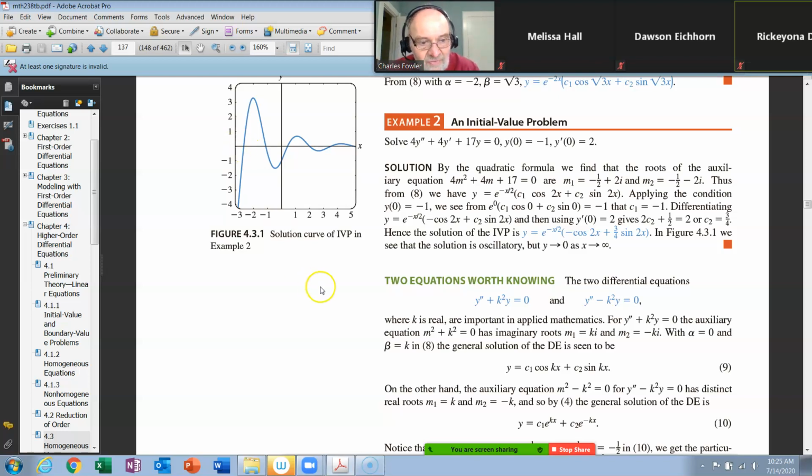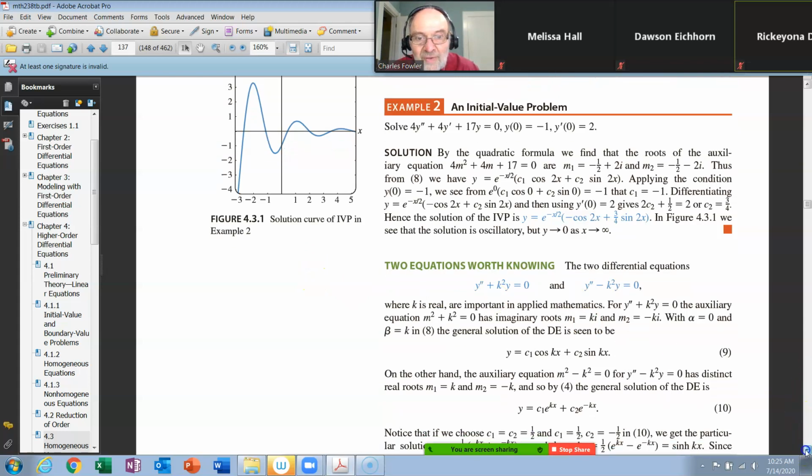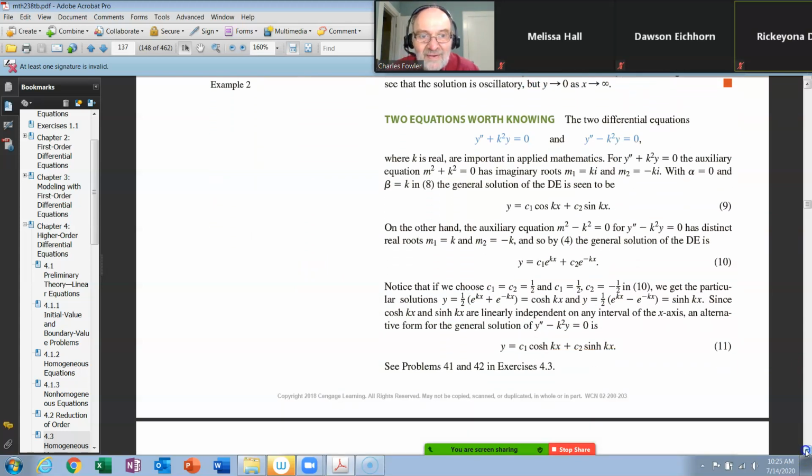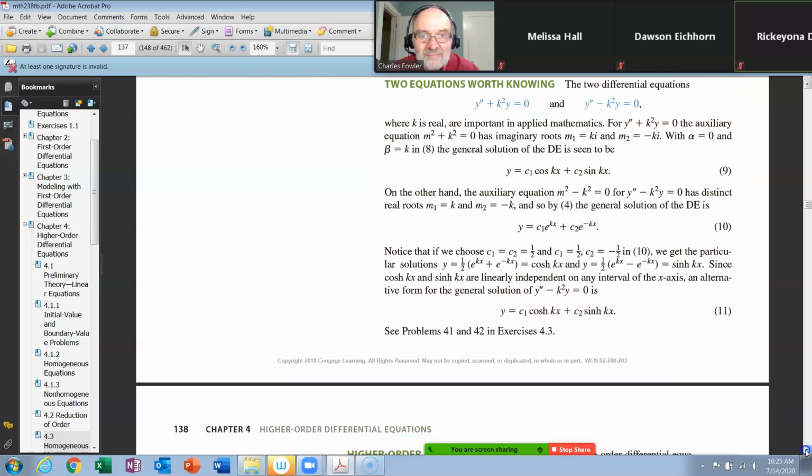Okay, so let's scroll on down then and get to these two equations worth knowing. The first of these is y double prime plus k squared y is equal to 0, where k is any real number. You don't want it being a complex number, but any real number.